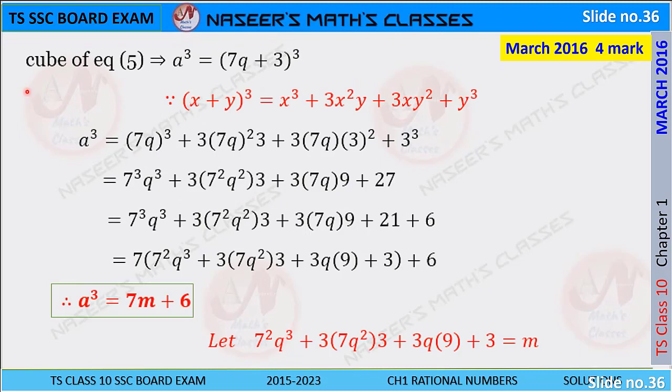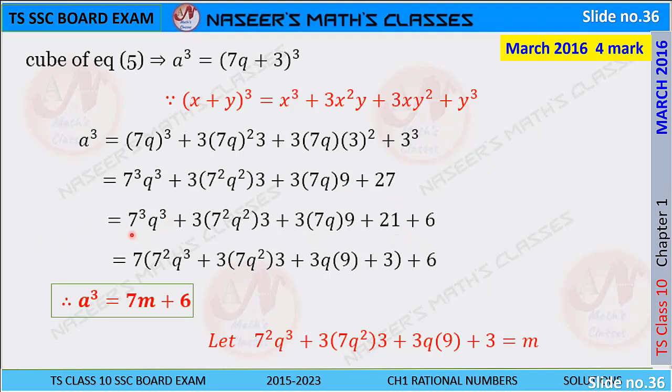To find the cube of equation 5, that is a cube is equal to (7q plus 3) whole cube. RHS is in the form of (x plus y) whole cube is equal to x cube plus 3x square y plus 3xy square plus y cube. By expanding RHS using this formula, we can write it as (7q) whole cube plus 3 times (7q) whole square times 3 plus 3 times 7q times 3 square plus 3 cube. 3 cube is written as 27 and 3 square is written as 9.